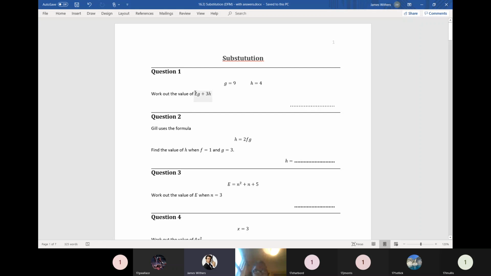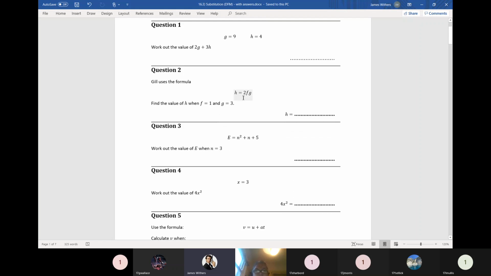You've got to remember that 2g means 2 times whatever g is. Now g is 9, all right? So 2g means 2 9s, which are 18. It does not mean 29. It's not a 2 followed by the 9. So where it says 2g, in your head, you are thinking 2 times whatever g is. So 2 9s are 18, 3 h's, 3 4s are 12, and add those 2 bits together.